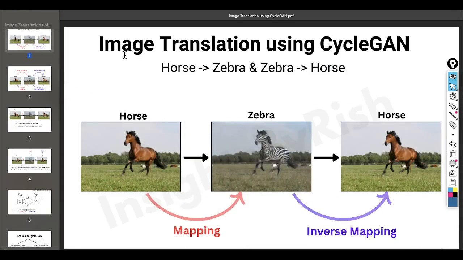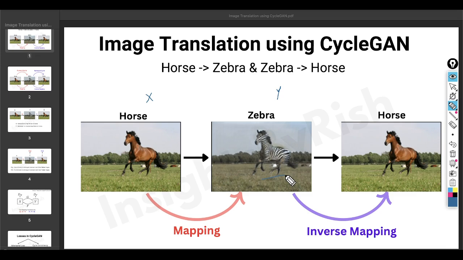So this is an example. Here the horse is our domain X. So this horse is nothing but our domain X images, and zebra is our domain Y images. So firstly, we are performing mapping. We are trying to generate the images of zebra out of horse. So we basically try to map the pattern that we find on the body of zebra onto the body of horse. So these zebra images are not original but generated out of the horse training data.